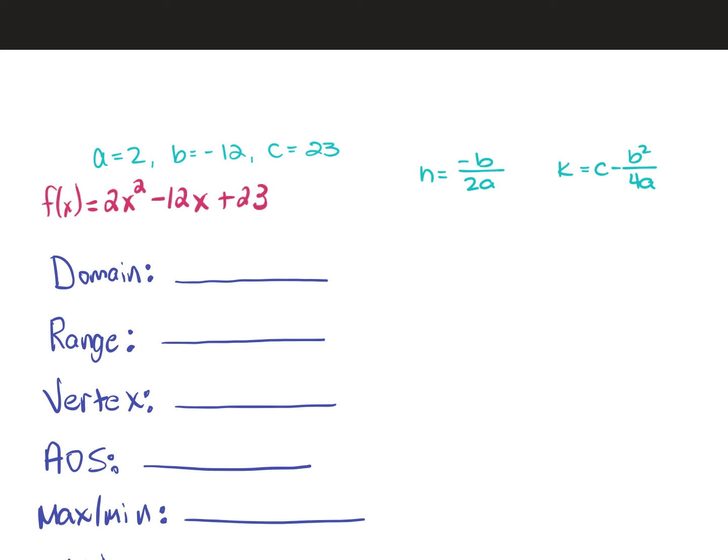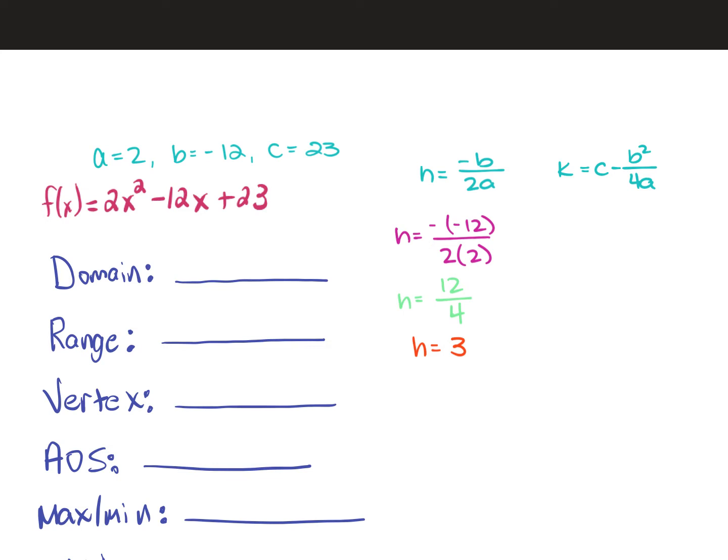To find your h, we said b is what? So we're taking the opposite of negative 12 over 2 times a, which is 2. The opposite of negative 12 is positive 12. The 2 times 2 is 4. And 12 over 4 gives us an h of what? 3.